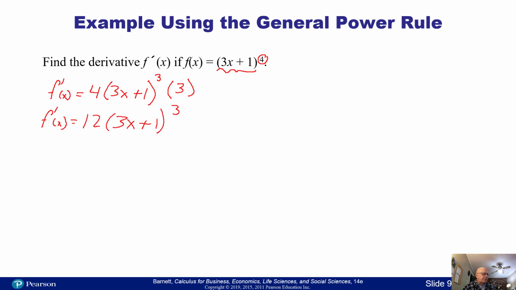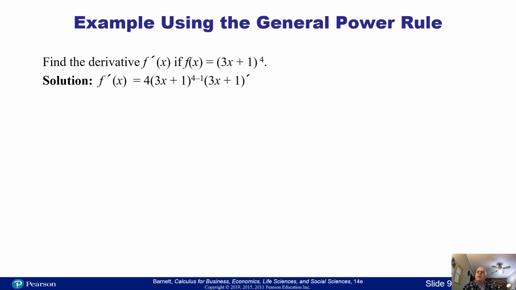Excuse me. Let's clear those inks. There we go. Bring the 4 out front, reduce the 4 by 1, take the derivative of the inside function. A little bit of work there. We found the derivative, and we've changed the 4 minus 1 to a 3. And there's our final answer.